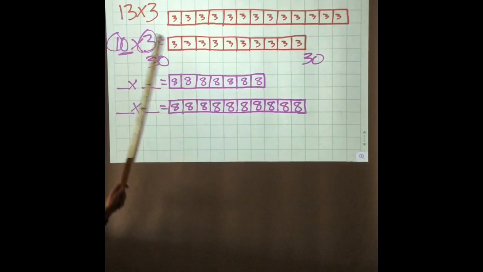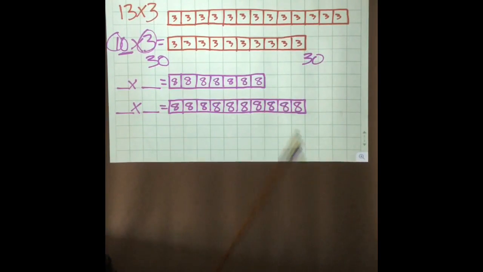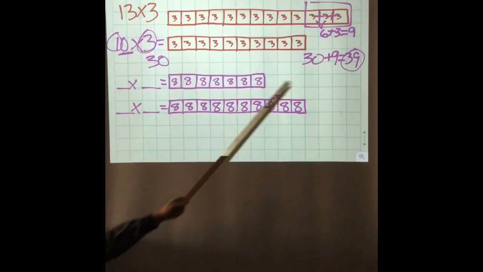But we're looking for 13, aren't we? So what's the difference here? Well, the difference is 3 3s. Can we add 3 3s? Sure. 3 plus 3 is 6. Plus 3 is 9, right? So what are we going to add to our 30? Going to add 9. So our answer is 39. That's how we could do this mentally.